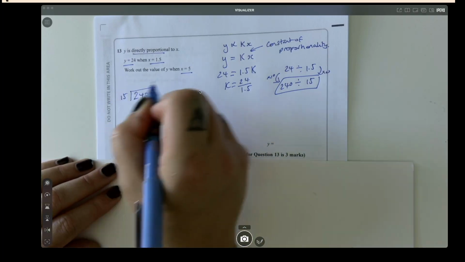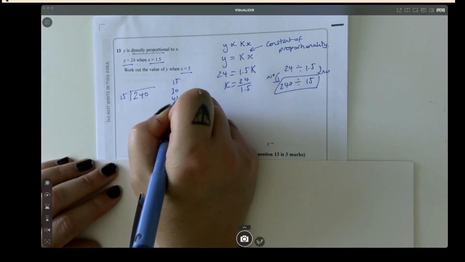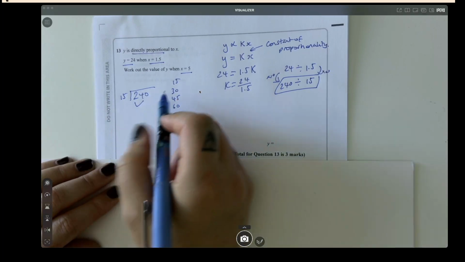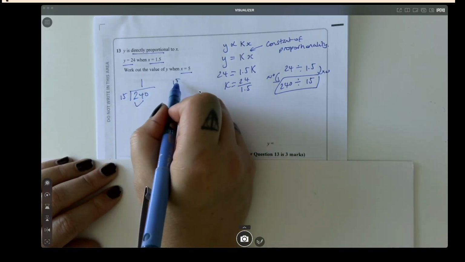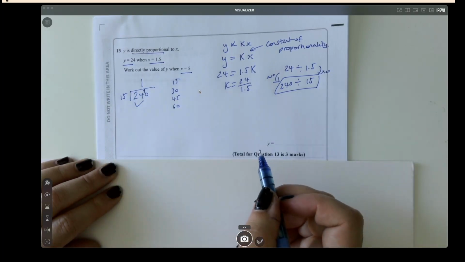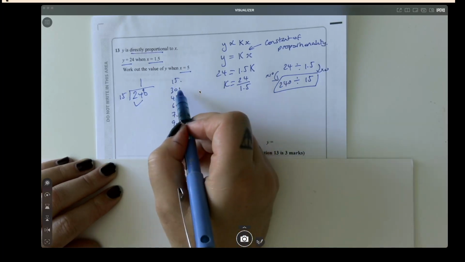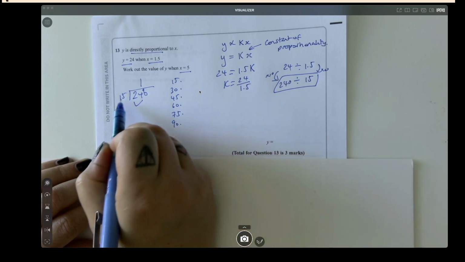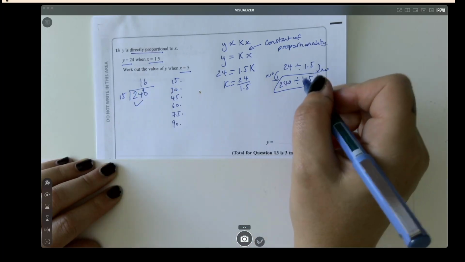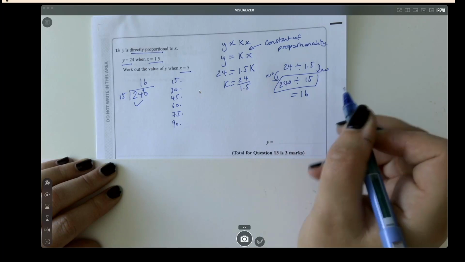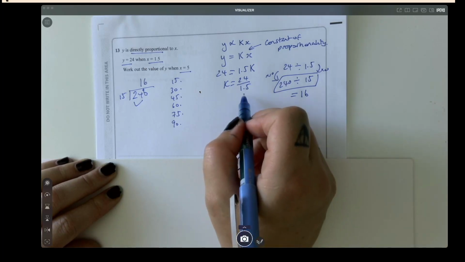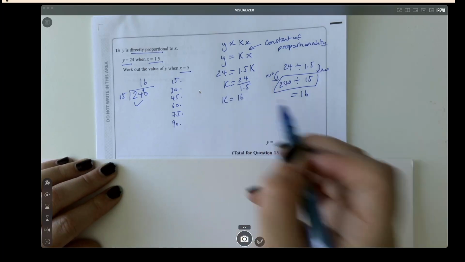240, 15, 15, 30, 45, 60. 15's into 24, 1. To get from 15 to 24, it's a remainder of 90. We need to go a bit further with these then. There we go. 1, 2, 3, 4, 5, 6. 6 15s into 90. So 240 divided by 15 is 16. So 24 divided by 1.5 is also 16.